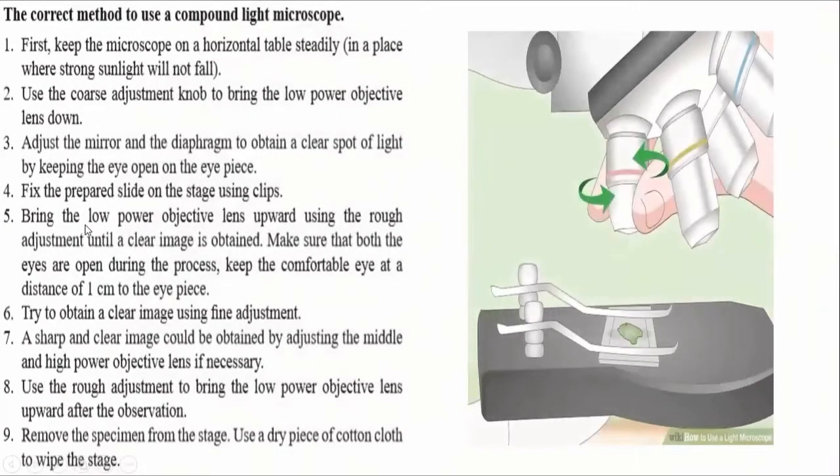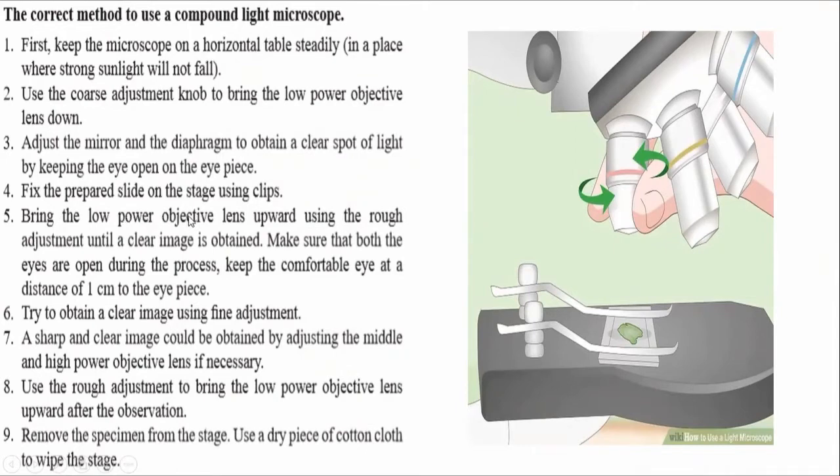The fifth one, bring the low power objective lens upward using the rough adjustment until a clear image is obtained. Make sure that both the eyes are open during the process. Keep the comfortable eye at a distance of 1 centimeter to the eyepiece. Alright. So rough adjustment is the coarse adjustment, if you are wondering. Alright, it's just another name.